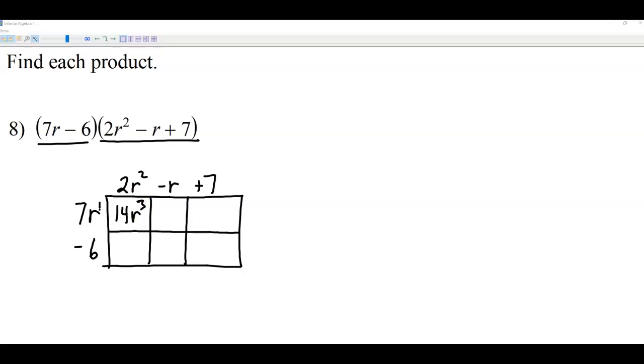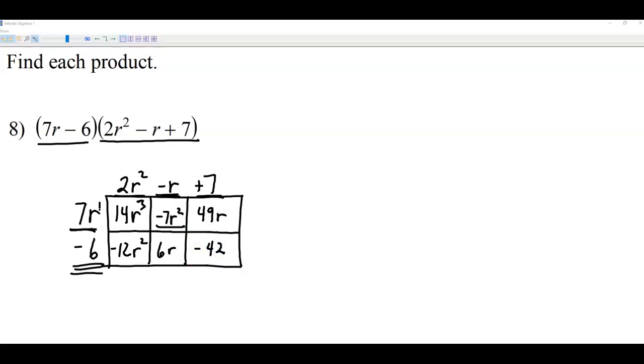We'll continue that process. 7r times -r will give me this box, which is -7r squared. 7r times 7 is 49r. -6 times 2r squared is -12r squared. -6 times -r is a +6r. -6 times 7 is -42.